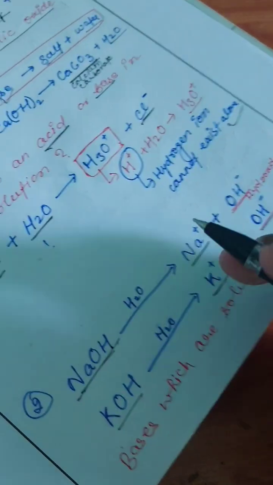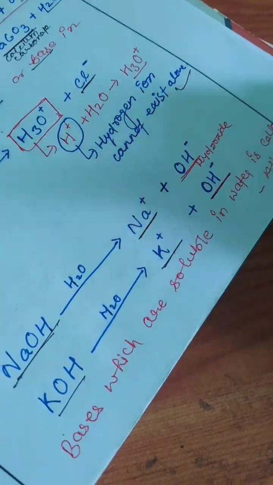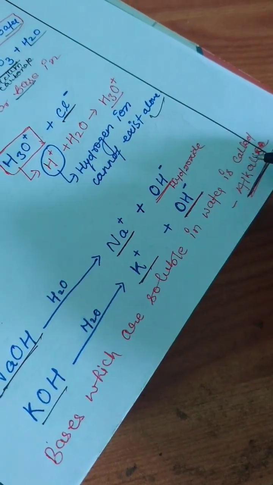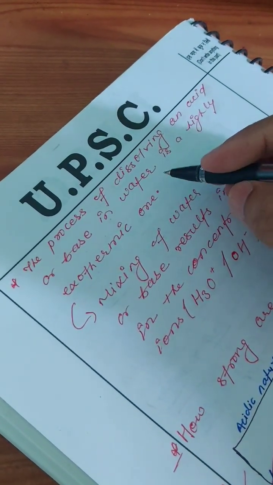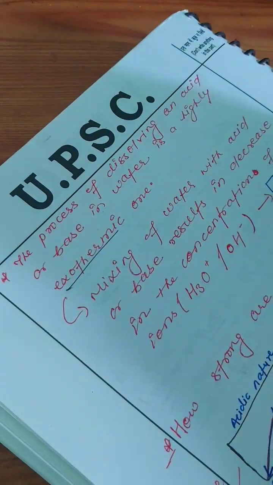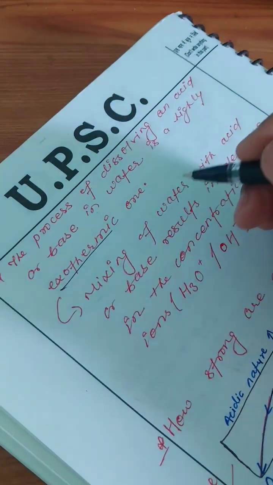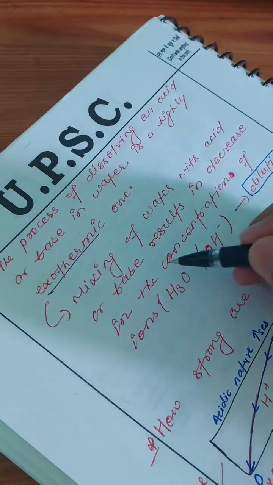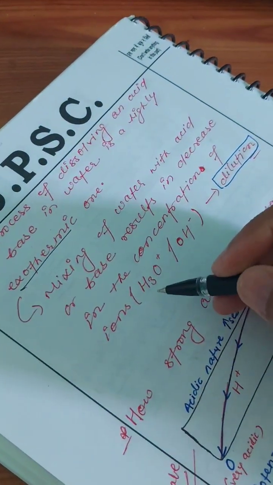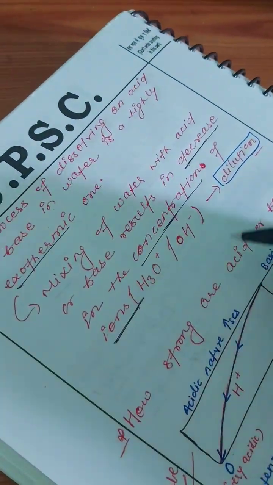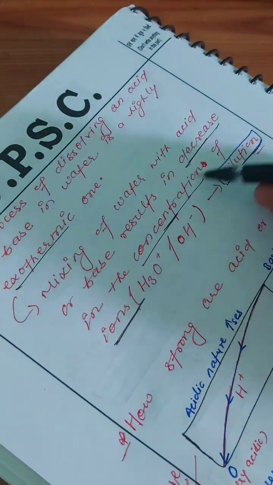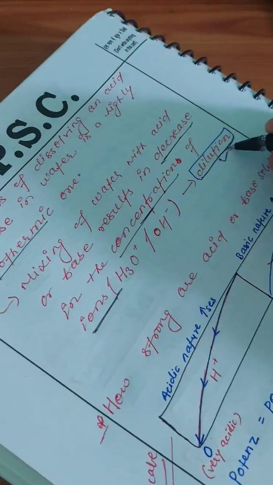There are some bases which are soluble in water. The bases which are soluble in water are called alkali. Now, when we mix acid or base with water, it is highly exothermic. Exothermic means heat is released when acid or base reacts with water. Mixing water with acid or base decreases the concentration of ions, and this process is called dilution. That is, a decrease in the concentration of ions is called dilution, right?